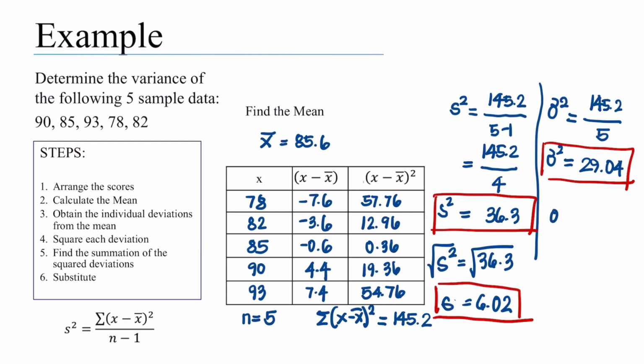In that case, that's 29.04. Get the square root, that would give you the square root of 29.04, which is equal to 5.39. Therefore, that is your population standard deviation.